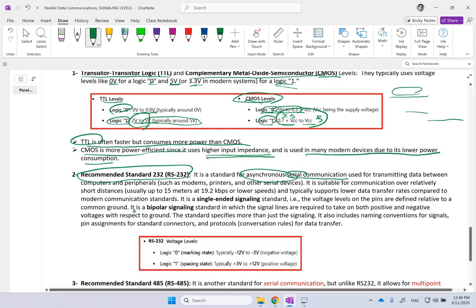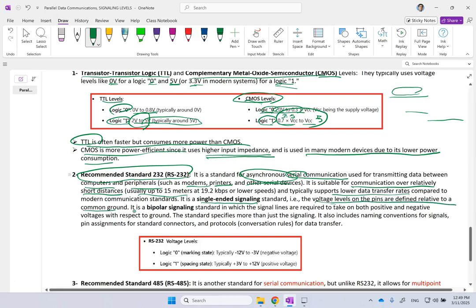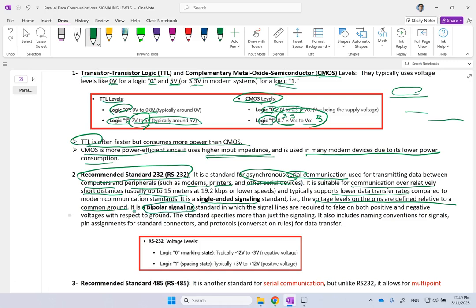So you can see that RS-232 is for serial communication and for asynchronous communication, like UART. It's typically used between computers and peripherals, such as modems, printers, and other serial devices. And it is typically used in short distances, up to about 15 meters, okay? The data transfer rate is typically lower, so it's not super fast. Another thing about RS-232 is that it's single-ended signaling. What does that mean? It means the voltage levels are all defined relative to one common ground. Another thing about it is called bipolar signaling. What does that mean? It means your voltage can go both positive and negative.